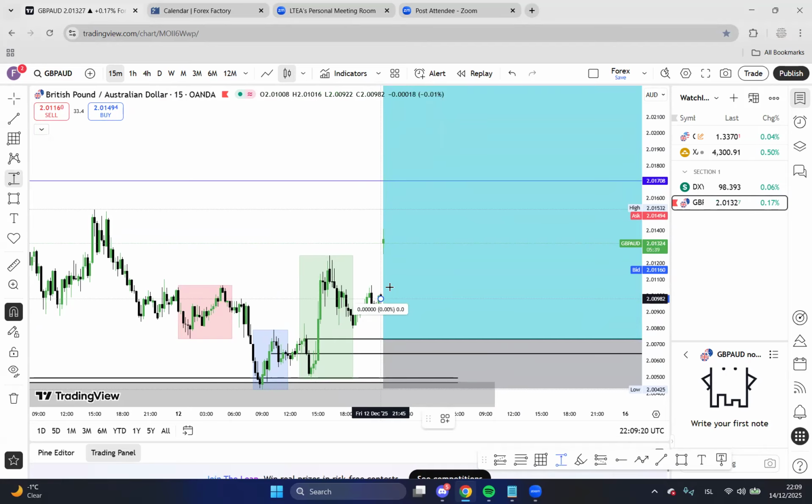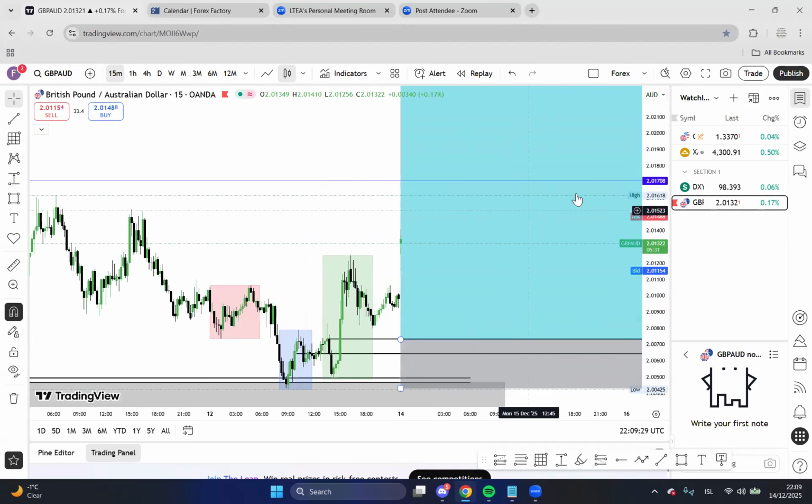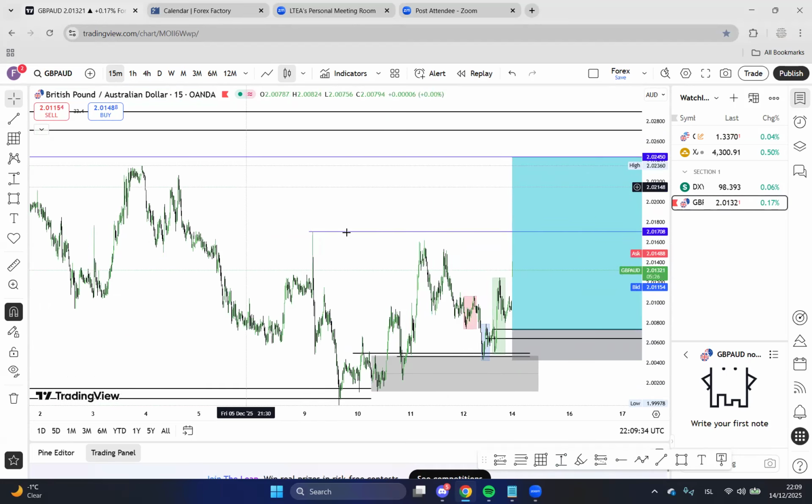See from here, price opened. How many pips? 35 pips. That's a huge gap, very huge, like 35 pips straight away. Like I say, I'm looking for a buy on this one, either to take out this high and all of this high.